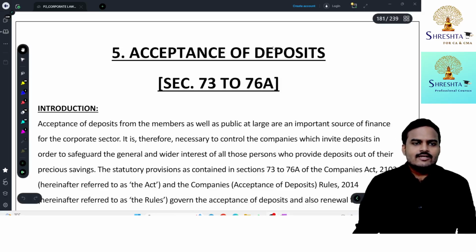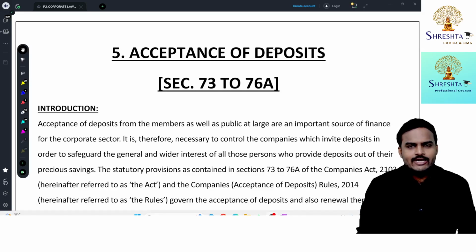Hello students, in the previous lecture I completed the share capital and debentures chapter. In this lecture I will start the acceptance of deposits by companies chapter. In total, 4 to 5 sections we need to discuss in this particular chapter. It is a very scoring chapter, and from this chapter you can expect 6 marks.